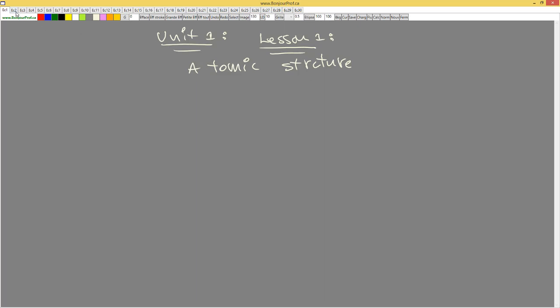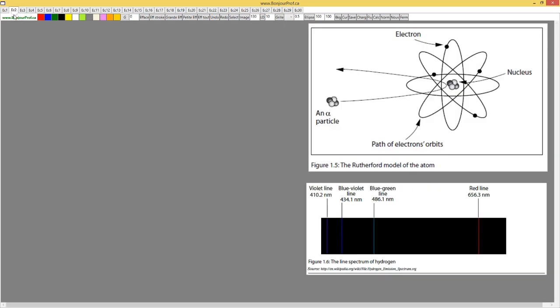We're going to start with the first model, the Rutherford model. There are other models before Rutherford, but we're going to start with the Rutherford model of the atom.